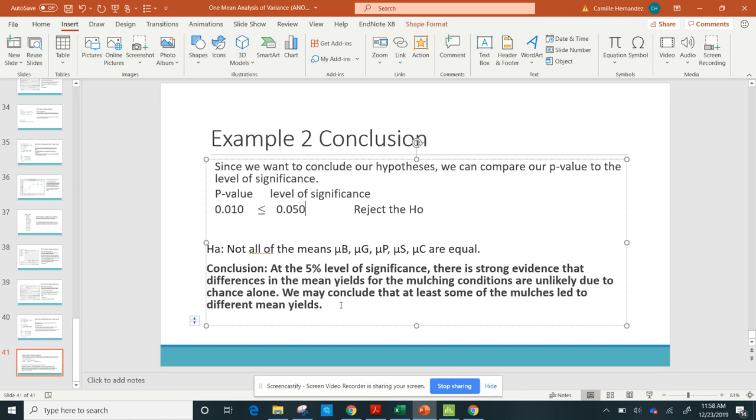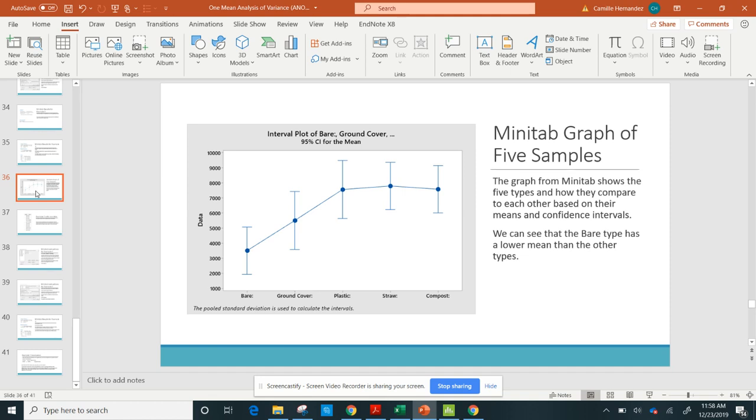And think about it this way. I'm going to go back to the graph. So if I plant stuff in a garden and I leave it without anything covering the soil, I'm not going to have the same yield as if I put something down to protect it from the elements, the rain, the sun, animals, anything like that. Even ground cover gives me slightly better than bare coverage. Plastic is a little bit better, is a lot better, so is straw, and so is compost.